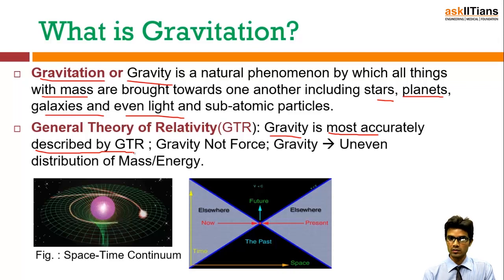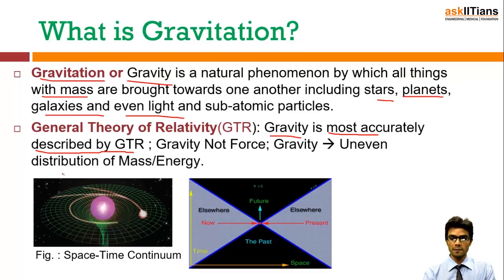So there are two laws in gravitation. The first law explains gravity most accurately. The law which explains gravity most accurately is known as the general theory of relativity. In the case of the general theory of relativity, gravity is not considered a force. Gravity is considered as uneven distribution of mass per unit energy. Sometimes it is called a space-time continuum or a space-time distribution.